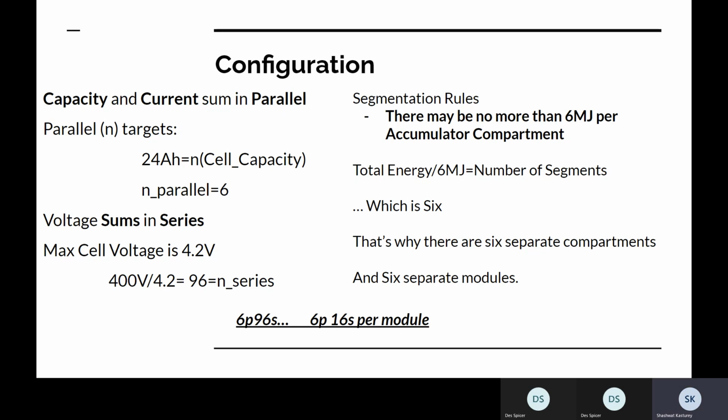To further comment on how we configure the battery pack as a whole, we have 6 modules, right? We have 6 modules because there is a rule that says you can have no more than 6 megajoules in each compartment of a battery pack. So what we did to get this 6 module figure is divide 7.5 kilowatt hours by 6 megajoules, whatever the converted kilowatt hour to megajoule value is. From that computation you get 6 modules. So that's why we have 6 separate compartments. That's why we have 6 modules.